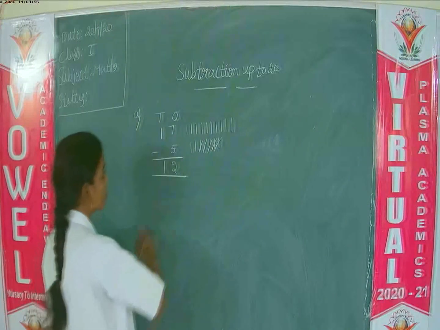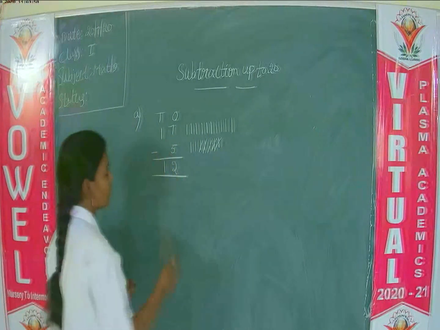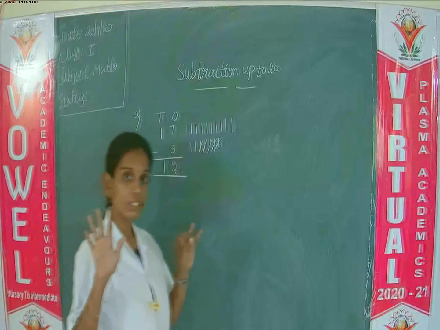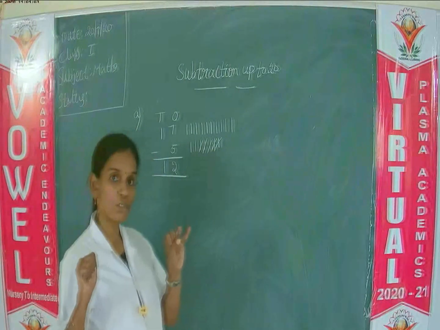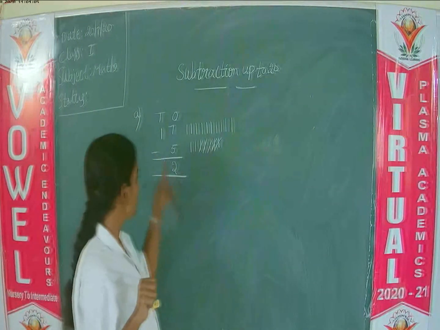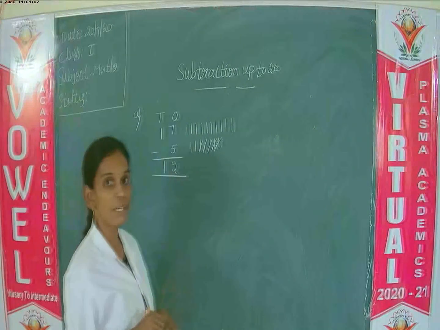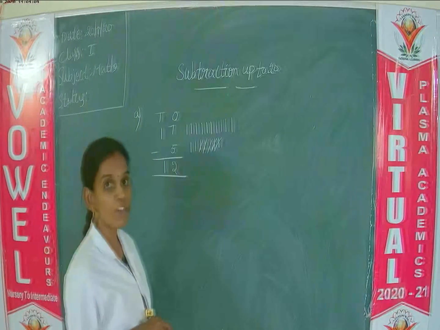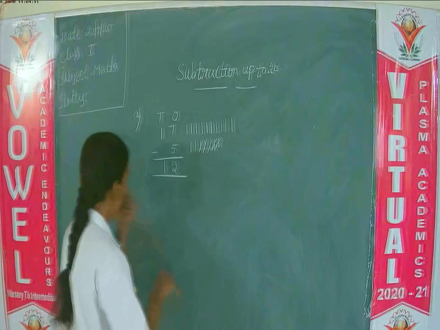Like this also you can do, children. 7 minus 5. Open 7 fingers, close 5. 2. And you can bring down 1. So 17 minus 5 is 12.